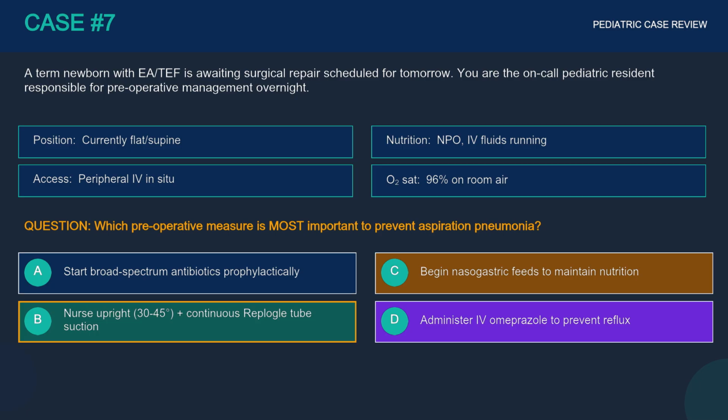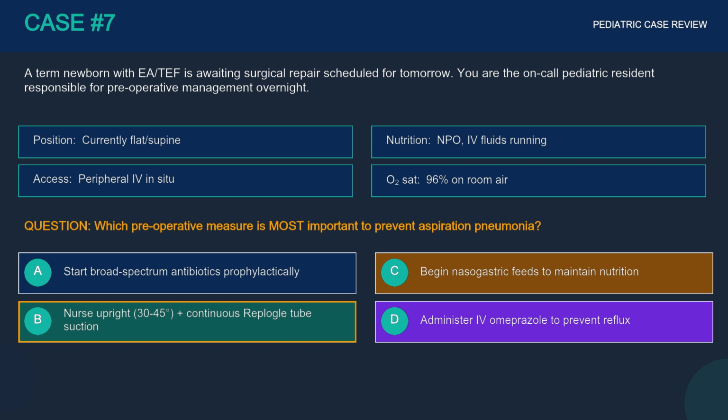Case 7. A term newborn with esophageal atresia and tracheoesophageal fistula is awaiting surgical repair scheduled for the following day. The infant is currently lying flat, is nil by mouth on intravenous fluids, has a peripheral intravenous line in place, and is maintaining oxygen saturations of 96% on room air. The question is, which preoperative measure is most important to prevent aspiration pneumonia overnight?